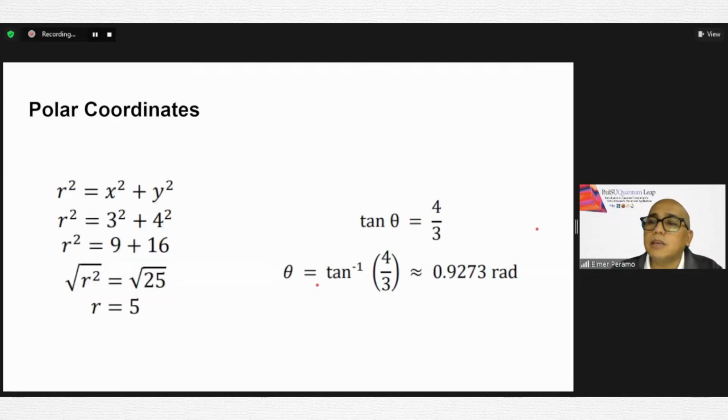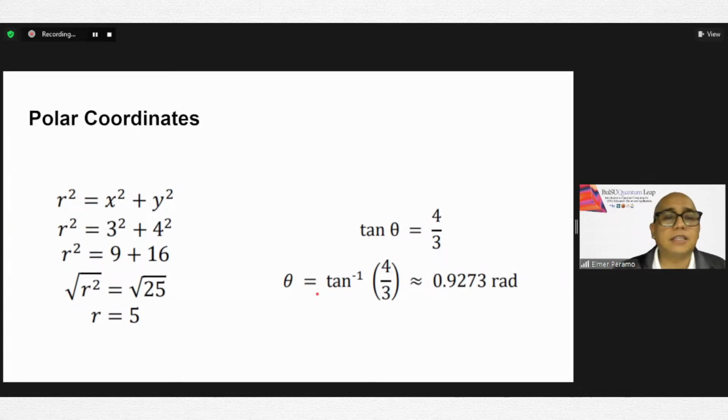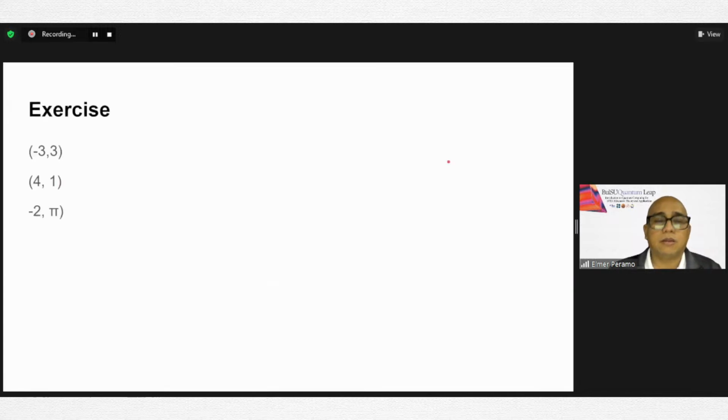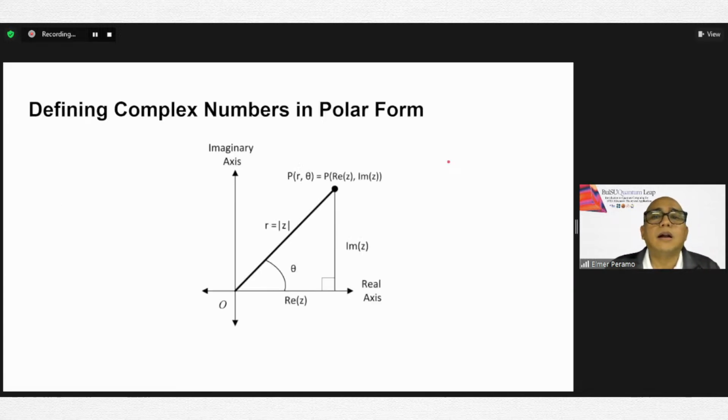That is approximately equal to what? 0.9273 radians. So now, analogously, we can use the polar coordinate to change the rectangular form of a complex number to its polar form.